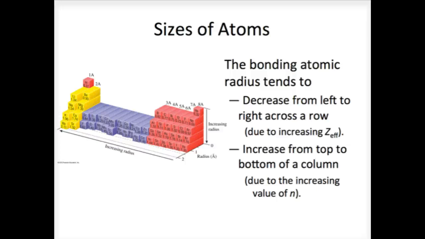However, the trend alone, knowing that, is not enough because it's not the why. The why is the effective nuclear charge and the increasing value of n. In other words, I keep adding a shell of electrons. This puts each successive valence electron further and further away from the nucleus. So that increasing distance is what increases the size of the atom as we go down, and the increasing effective nuclear charge is why we see the trend to the right.